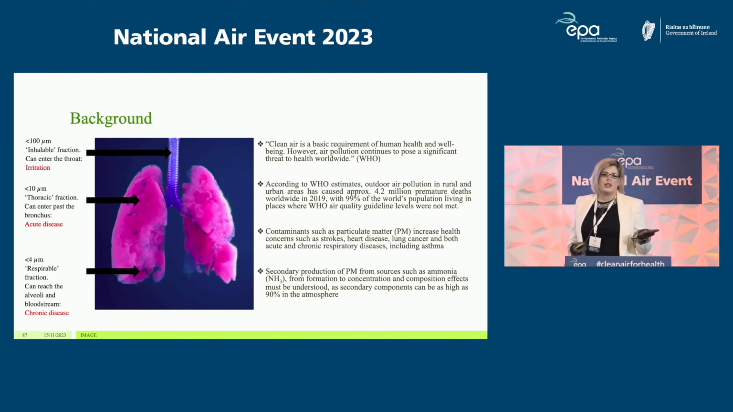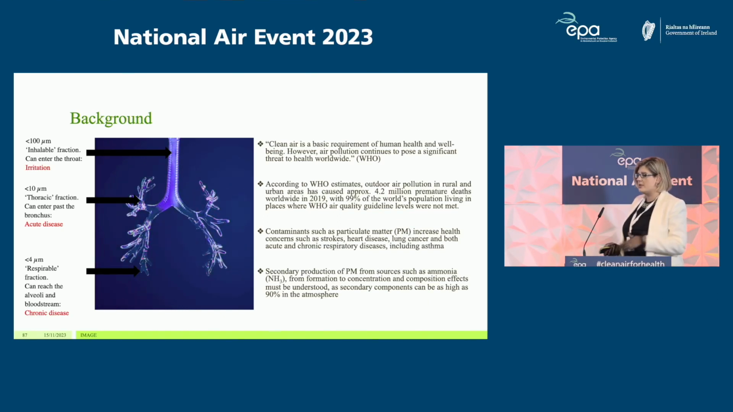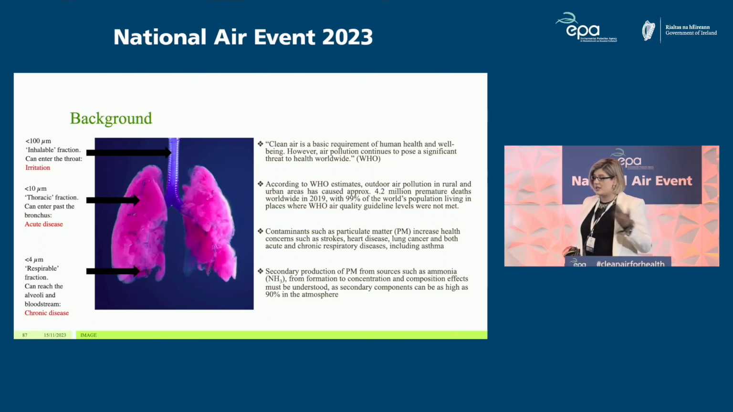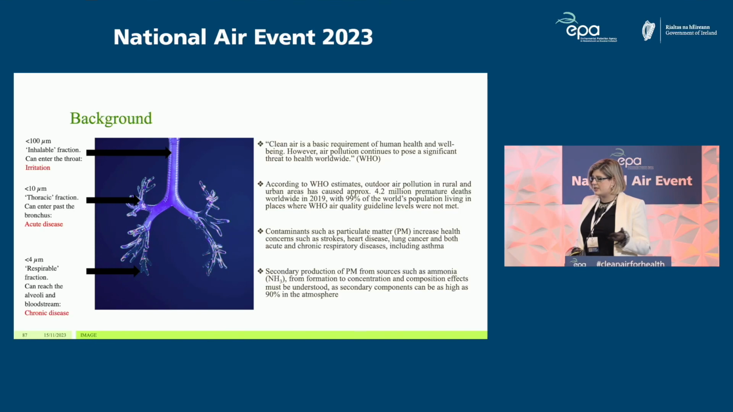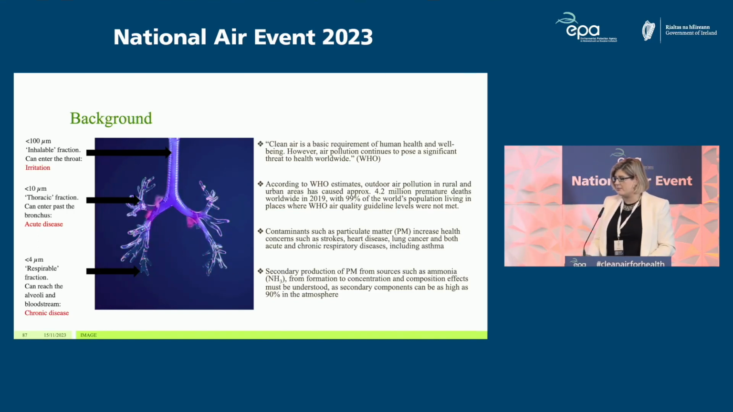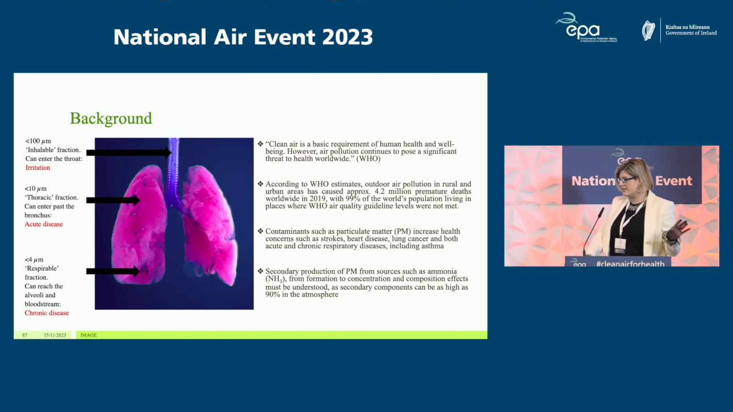So we know that clean air is a basic requirement for human health and well-being. WHO has recognized this and has given many a quote over the years, especially of late. According to the WHO, approximately 4.2 million premature deaths occur worldwide as of 2019, with 99% of the world's population living in places where the air guidelines aren't met. Now, this is not news to anybody who has been listening to the presentations this morning.